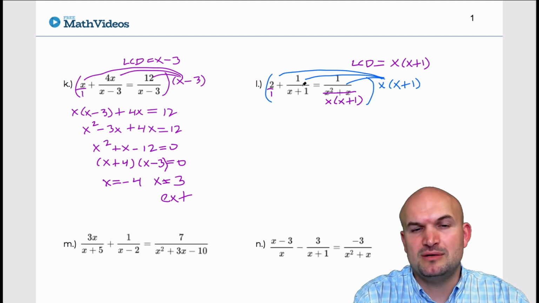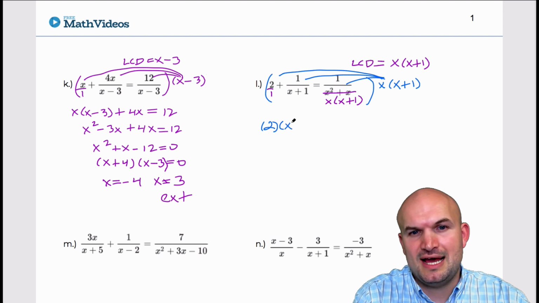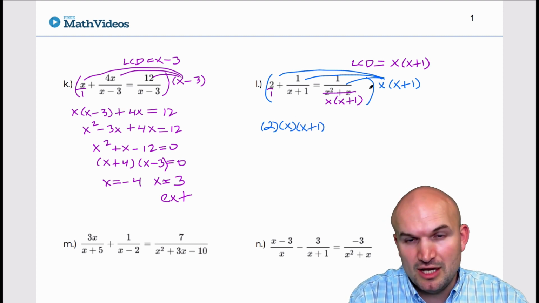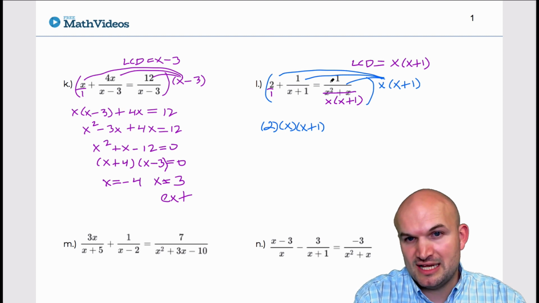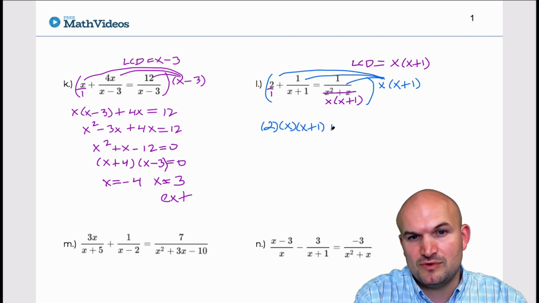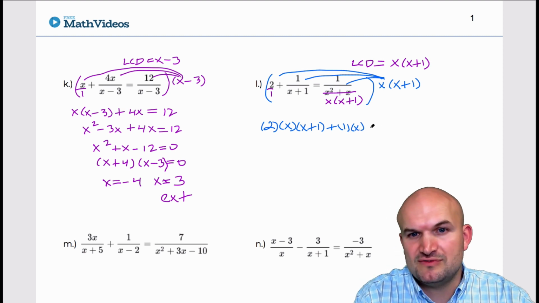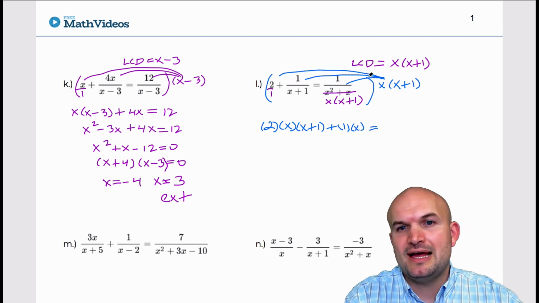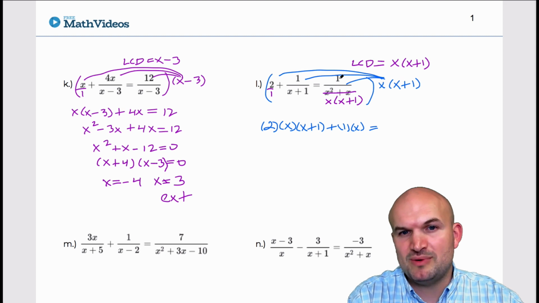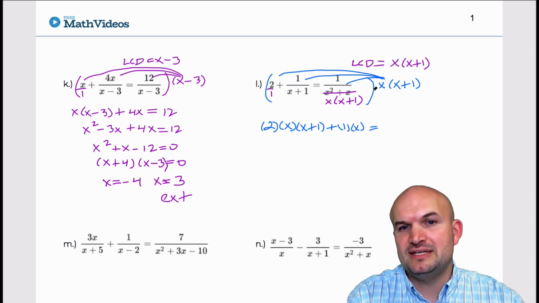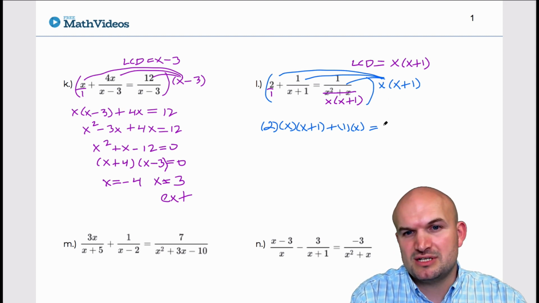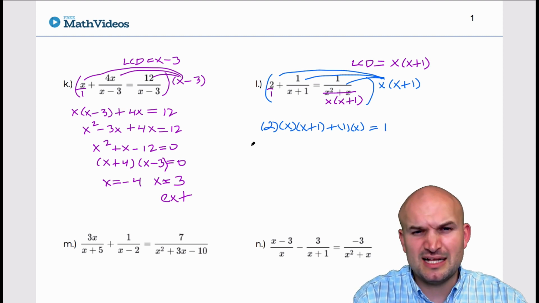All right, so I'm just going to multiply this. That will give me a 2 times x times x plus 1, just using parentheses to represent that multiplication. When I multiply it times this fraction, the x plus 1's divide out, so I'm just left with a 1 times x. You don't really need to write the 1, but just for accounting purposes, I will. And then over here, when I multiply it times this fraction, the x and the x plus 1's divide out, so I'm just going to be left with 1. Now let's go ahead and simplify this.